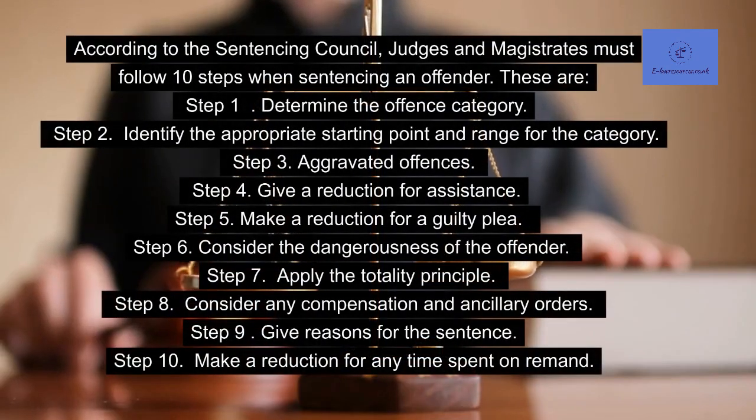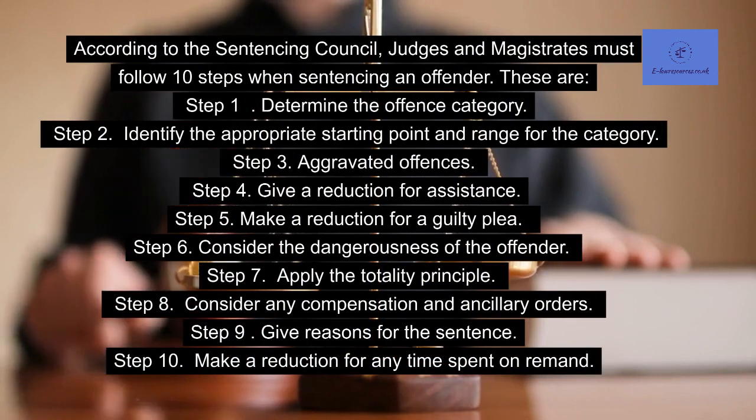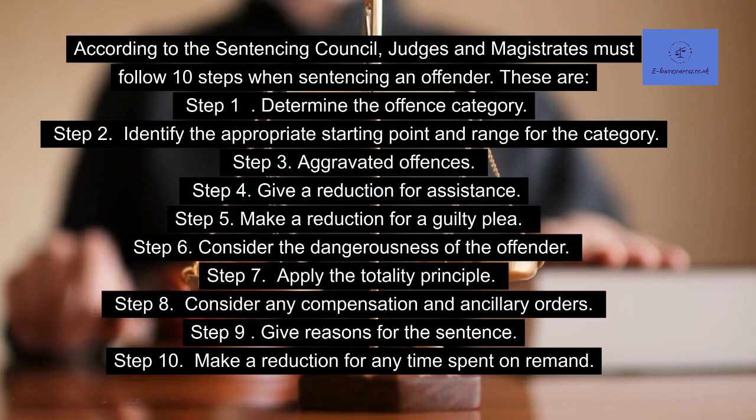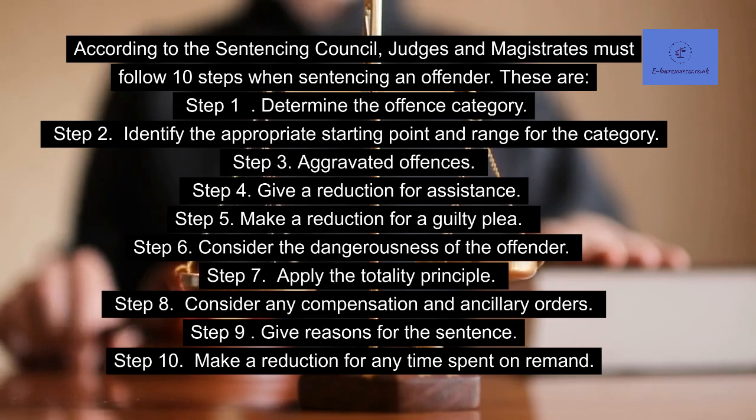According to the Sentencing Council, judges and magistrates must follow 10 steps when sentencing an offender. These are: Step 1. Determine the offense category. Step 2. Identify the appropriate starting point and range for the category. Step 3. Aggravated offenses. Step 4.